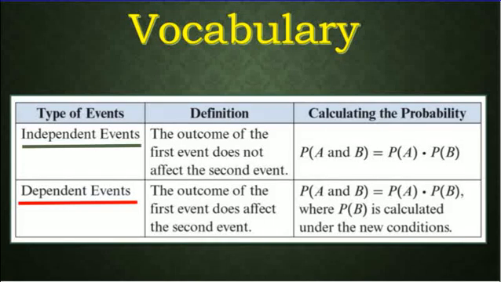Dependent events would be the outcome of the first event does affect the second event. And so you have the formula, the probability of event A times the probability of event B, where probability of B is calculated under new conditions.